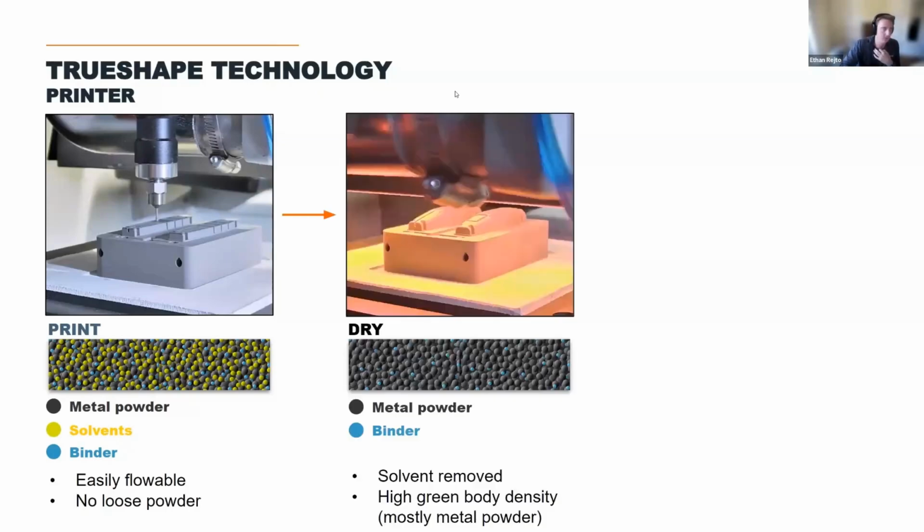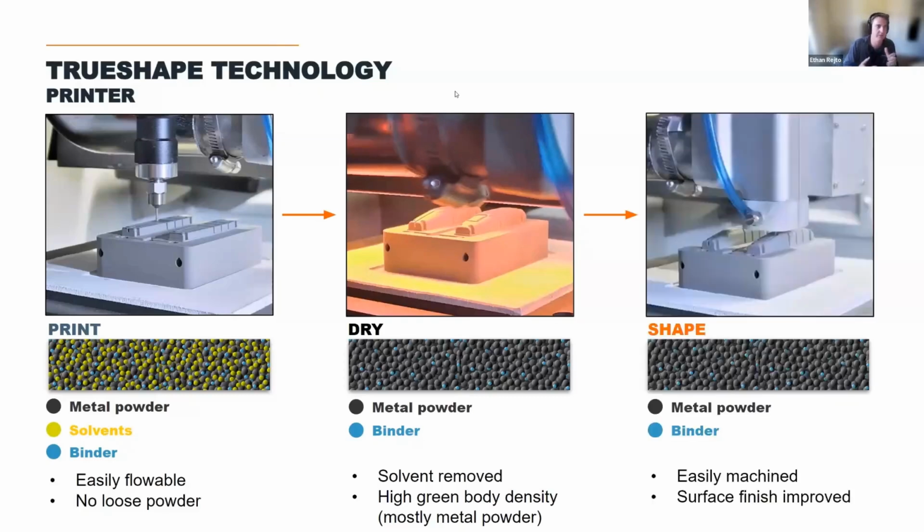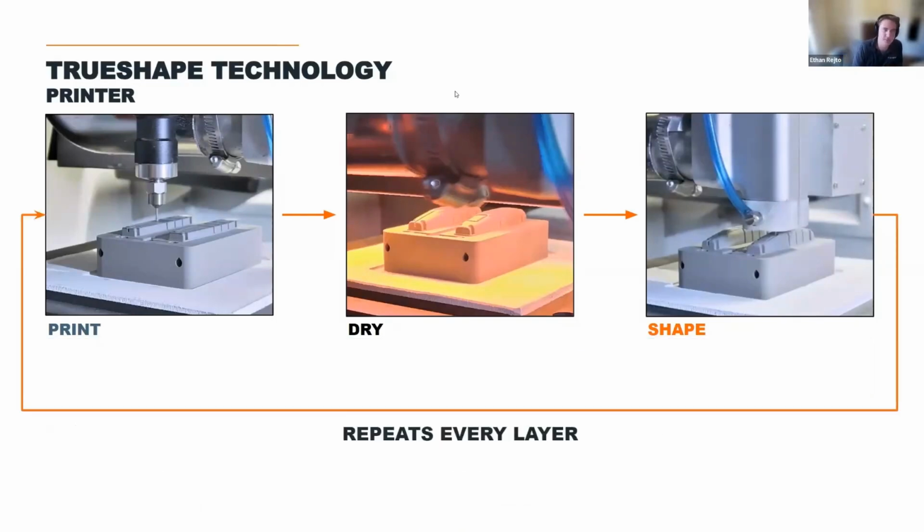After every layer is printed, we come back and we dry that material. Here, we're removing the solvent out of the paste, leaving behind mostly metal powder and binder, kind of firming it up a little bit. And then really the key after that is it's firm enough to be machined. We come in with a CNC machining technology, and we come through and we refine the shape, we improve the surface finish, we add any features that couldn't have been printed with the printing process. I know I'm moving through this pretty quickly because we're going to go through a lot of this in detail very soon, but this is repeated every single layer. So every single layer, we're going to go through print, dry, and shape to build up the part.